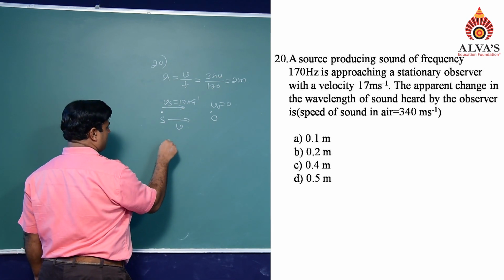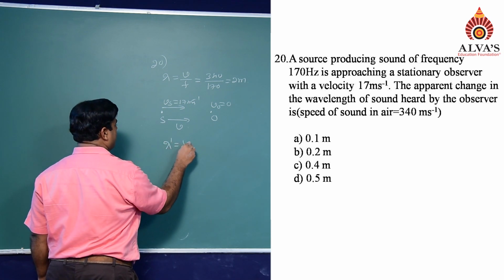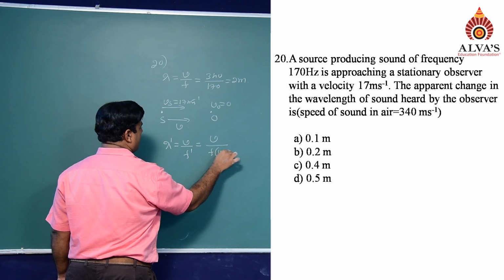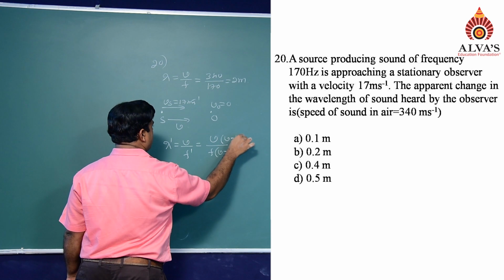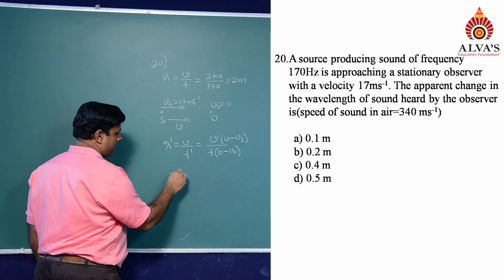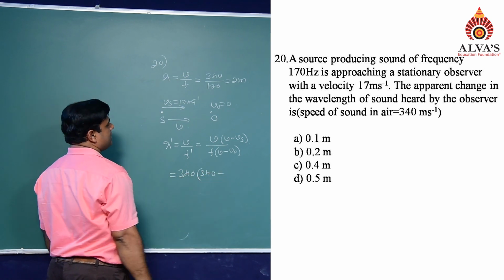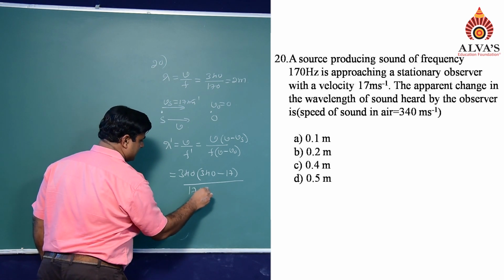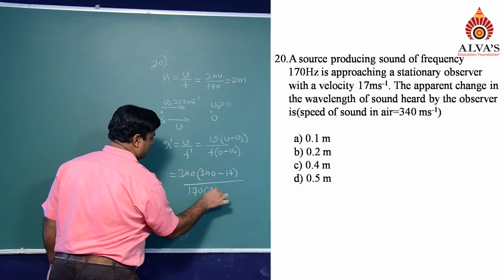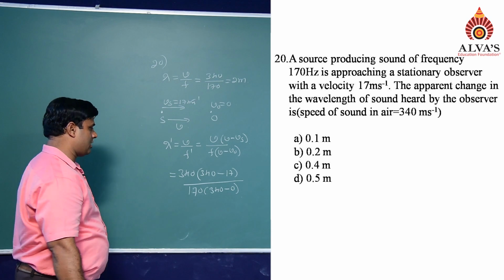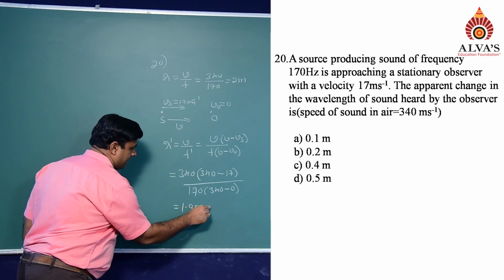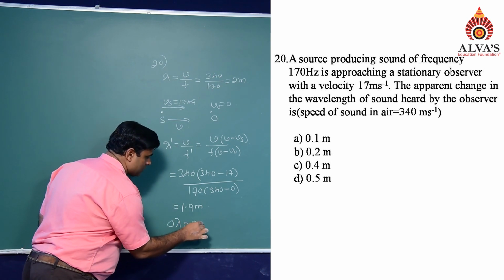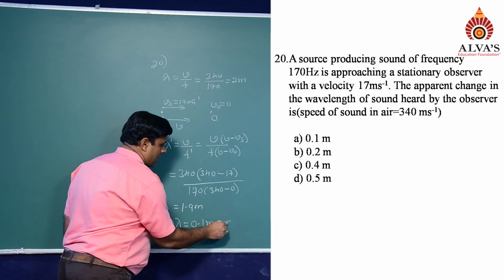Then apparent wavelength is given by lambda dash. V equal to f lambda, lambda is V by f dash, which is V divided by f dash, f dash is f into V minus V naught divided by V minus Vs, which is equal to V, 340 into 340 minus Vs in the direction of V should be taken positive 17, f equal to 170, V equal to 340, observer is stationary, this comes equal to 1.9 meter. Therefore, delta lambda is initial wavelength 2, now it is 1.9, 2 minus 1.9 is 0.1 meter. So, the answer is A.